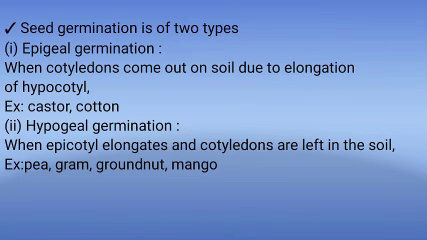Number one, epigeal type of germination. In this type of germination, cotyledons come out onto the soil due to elongation of the hypocotyl. Examples: castor and cotton. Hypogeal germination: when the epicotyl elongates, the cotyledons are left in the soil. Examples: pea, gram, groundnut, mango.